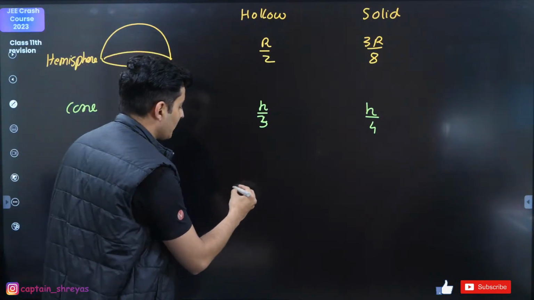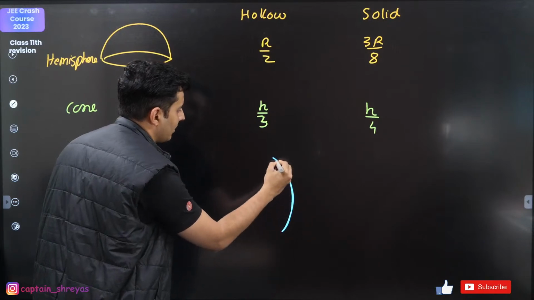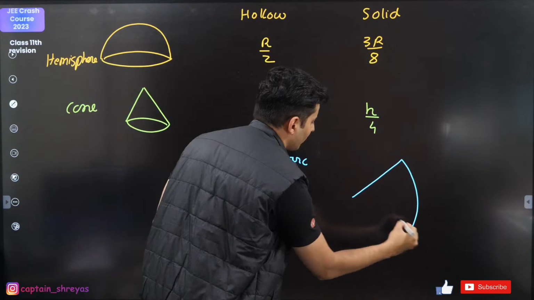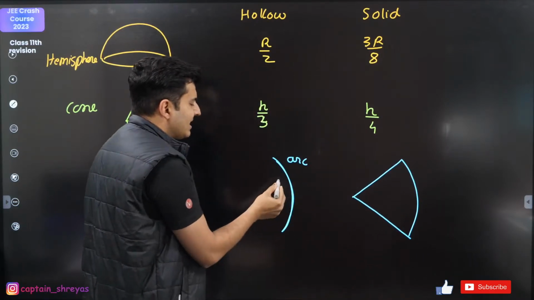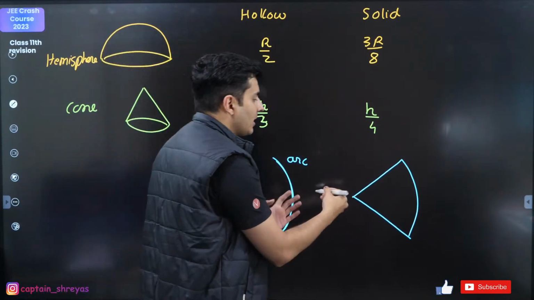Another important thing which you should know is for an arc and a solid sector. Imagine you just have an arc over here. It's hollow. Versus a solid sector, which is like a pizza. This is like somebody ate the pizza and left the crust for you.